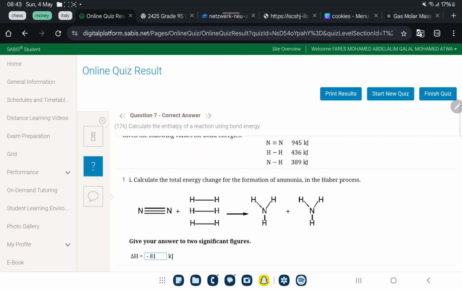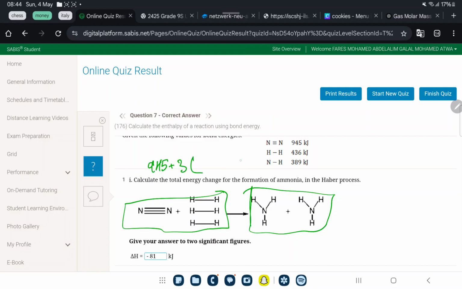And for this question, it really depends on how you put it in the calculator. So I recommend that you do the sum of the bonds broken, then the sum of the bonds formed, and then you subtract them. Don't put it all at once, because you might forget a bracket here or there. So how you would do it is 945 plus 3 times 436 for 3 H2. You do this alone, you get 2253.